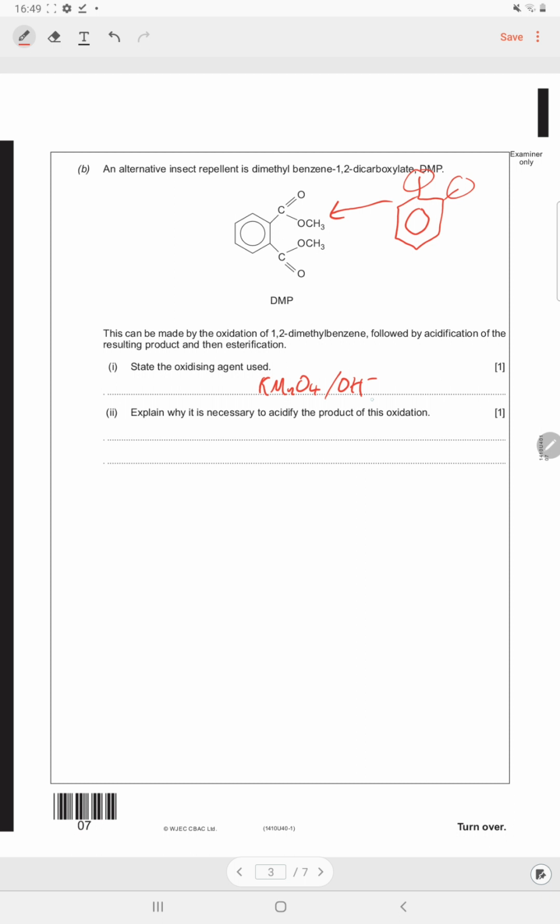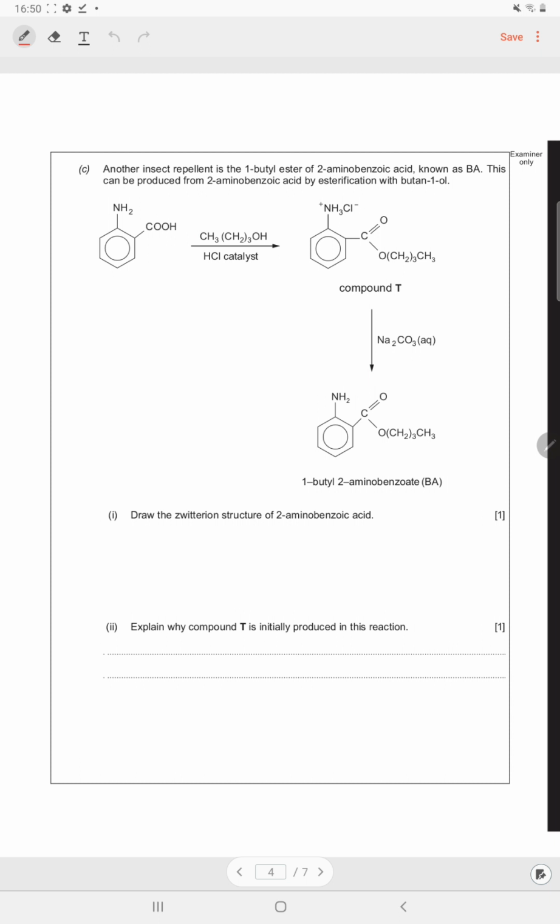Explain why it's necessary to acidify the product of this oxidation. It's because if you use KMnO4 as your oxidizing agent, you will get the potassium salt first. So you'll have to acidify that to protonate the oxygen, displacing the potassium back into solution.